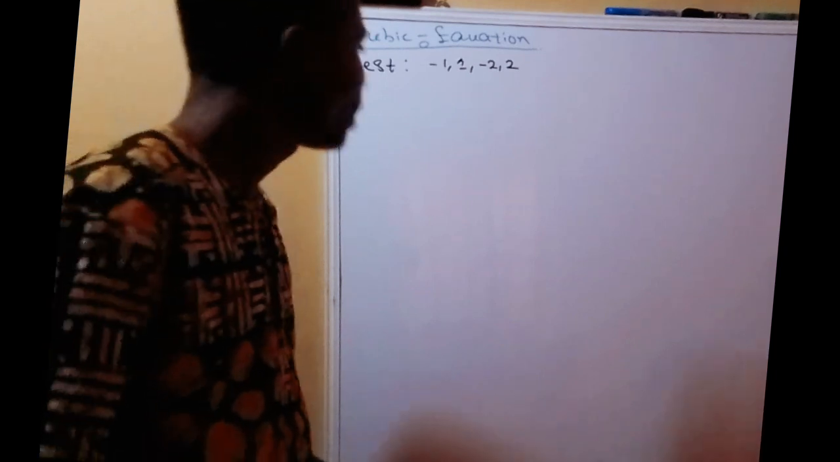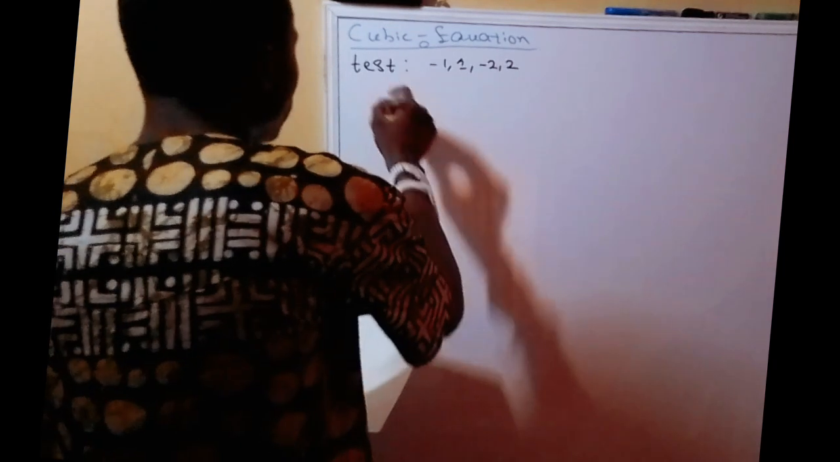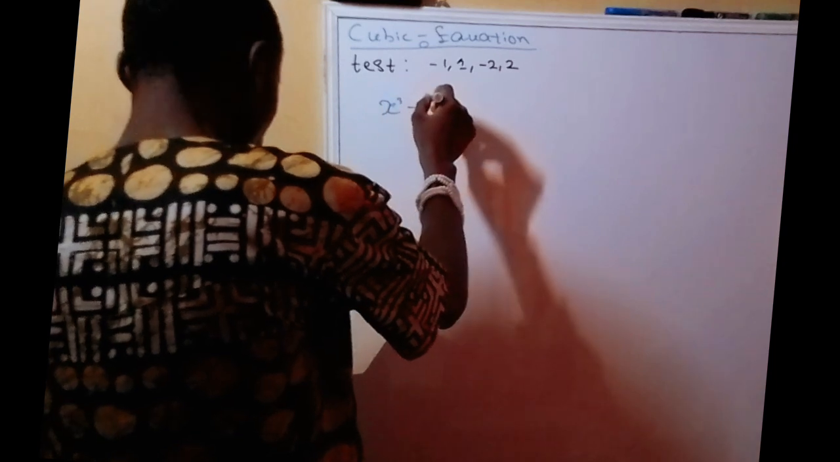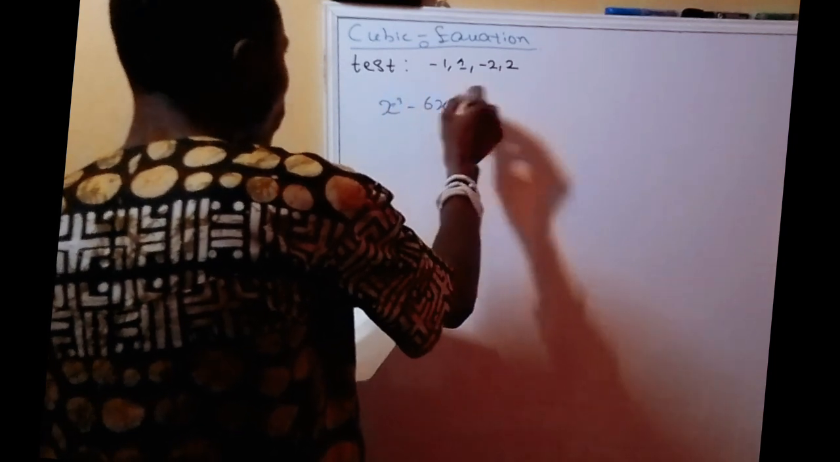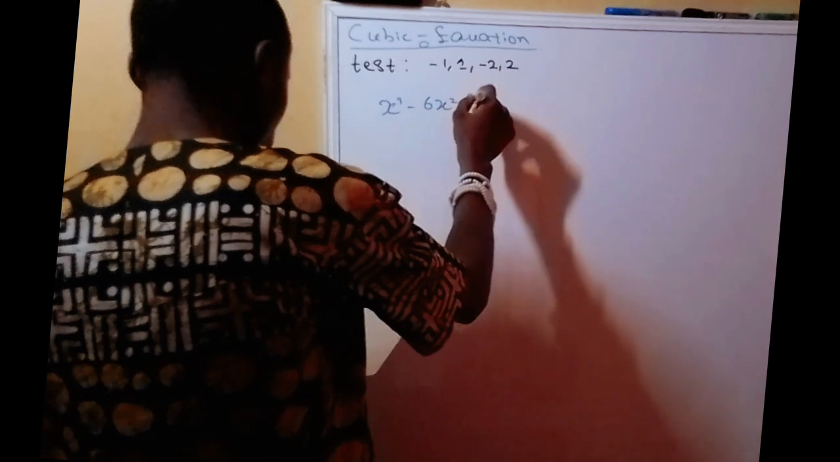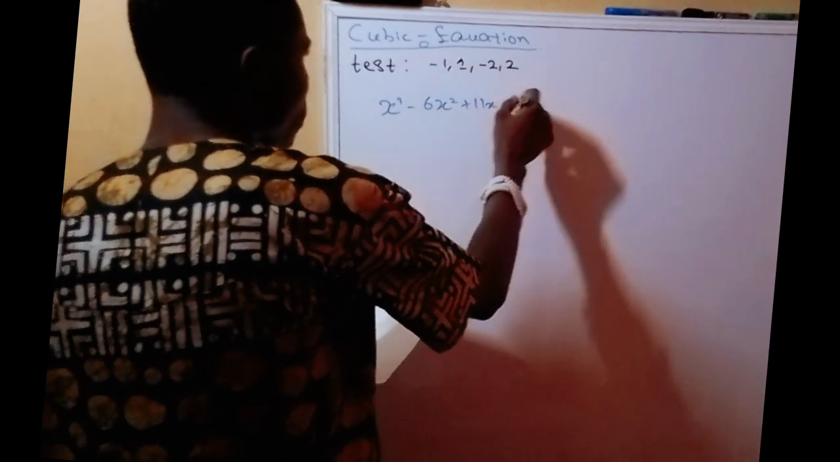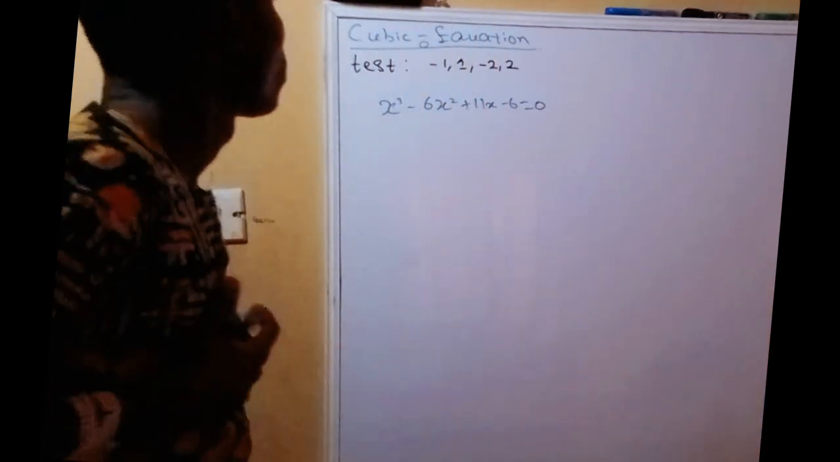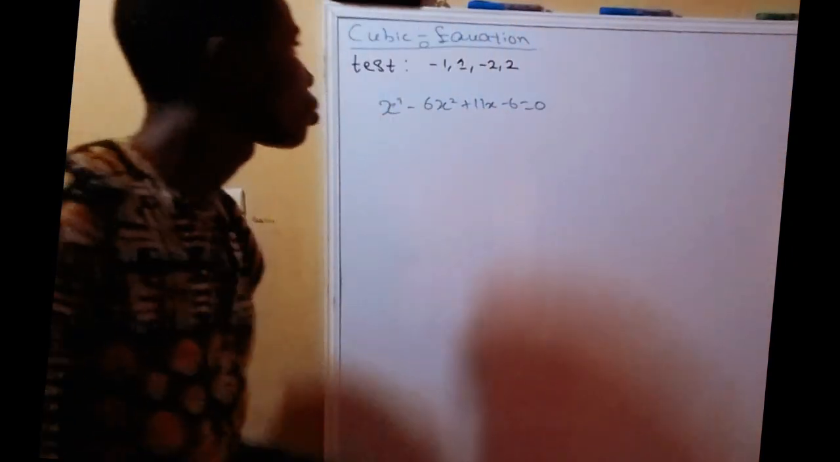So, let's look at the first question here. We are finding x for x cubed minus 6x squared plus 11x minus 6 equals 0. So if I were you, we have to make one or two tests, right? To see which of these values could turn this equation to 0.